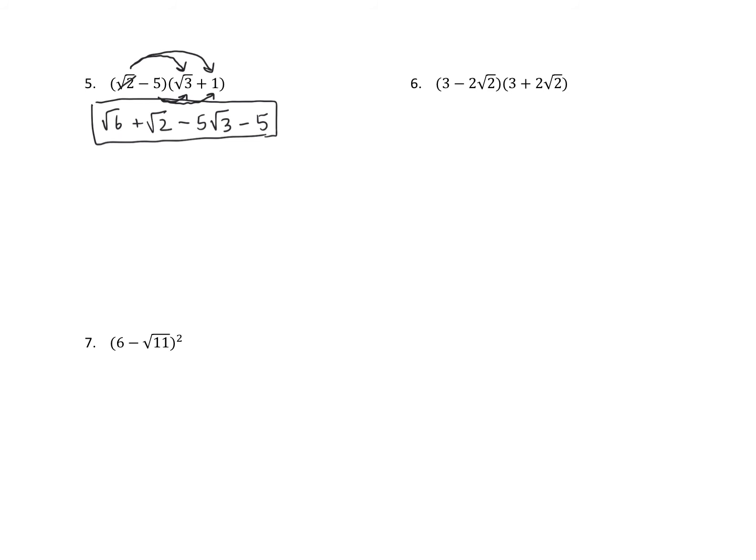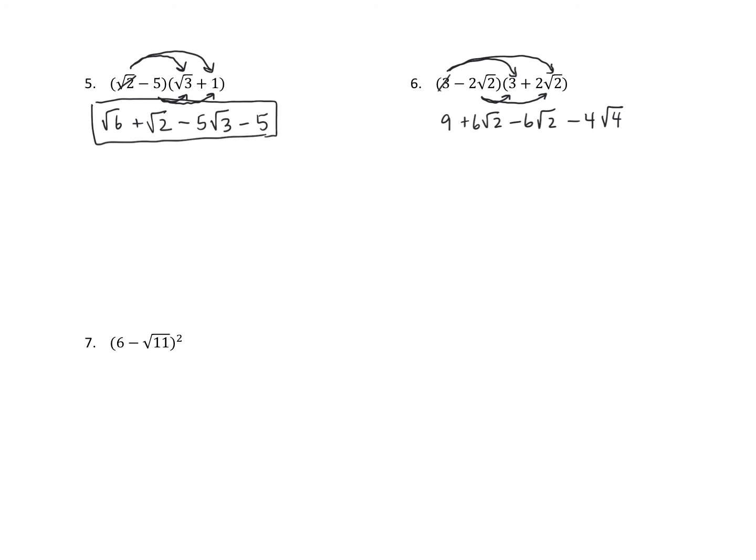Let's look at number 6. We have 3 times 3 is 9. 3 times 2 square root of 2 is 6 square root of 2. So we've used the 3. Negative 2 square root of 2 times 3, that's going to be negative 6 square root 2. And then negative 2 square root 2 times 2 square root 2. So the outside 2's multiply together to get 4, and specifically negative 4 because they have opposite signs. And then the 2's underneath will give you a 4 under the radical.